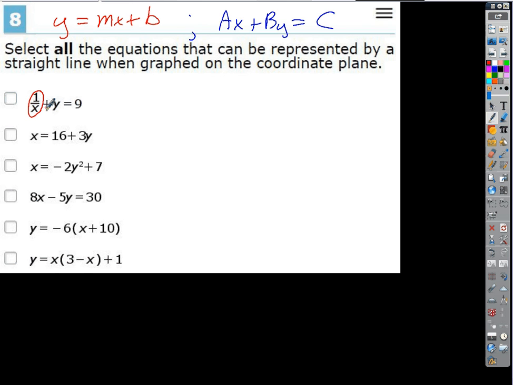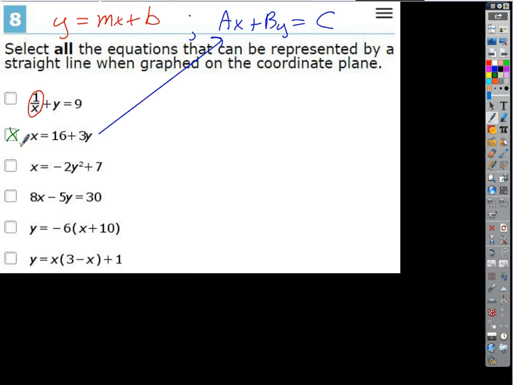Yes, that's fine, right? I could easily put this one into this form just by moving the y term to the other side. Then I'd have the x term and the y term on one side and a number on the other. But we can just see that it passes the test. The variables are by themselves, they're not multiplied by other variables, and they're to the first power, right? So that one's good.